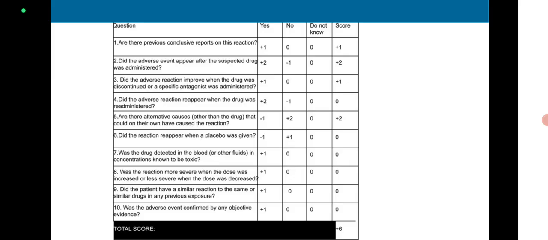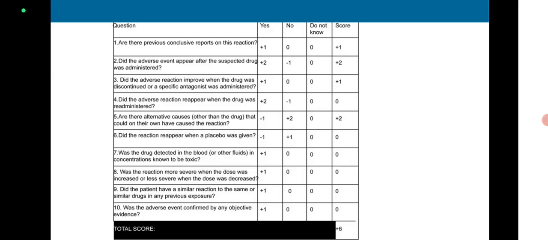Third question: did the adverse drug reaction improve when the drug was discontinued or a specific antagonist was administered? If the answer is yes, we give 1 mark. If the answer is no, or if we don't know the answer, we give 0 marks.